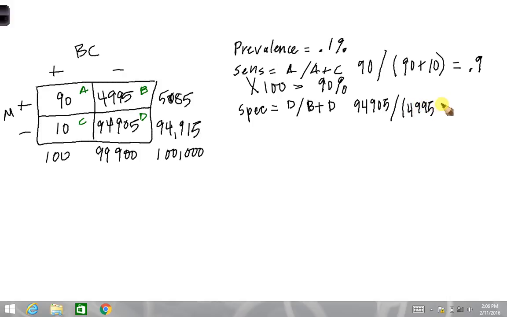so 4,995 plus 94,905. And that's going to give us 0.95 times 100 equals 95%. And to interpret this, you would say, of women who don't have breast cancer, 95% will test negative.